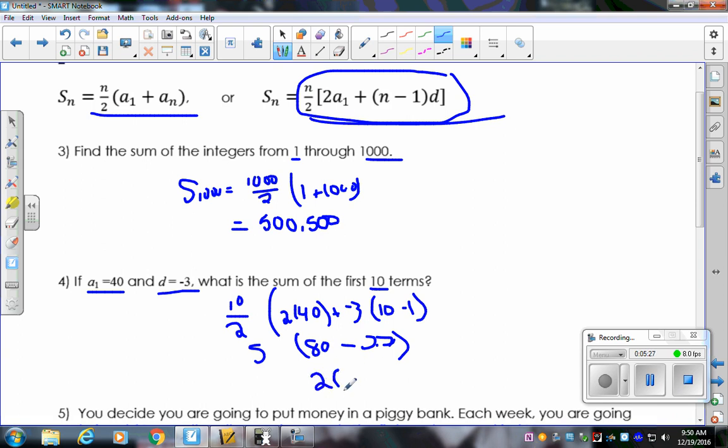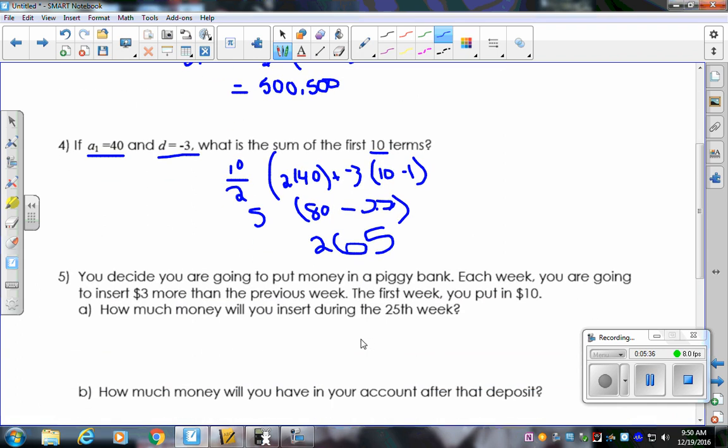Okay, so for an arithmetic series, meaning it's finding the sum, it really doesn't matter which of the two formulas that you use. You can use either, okay? Just decide which one's better.